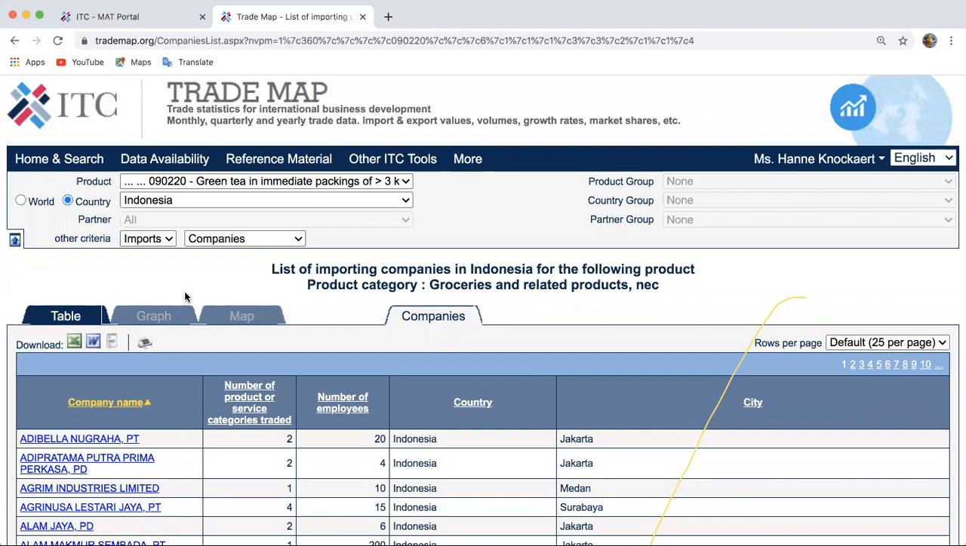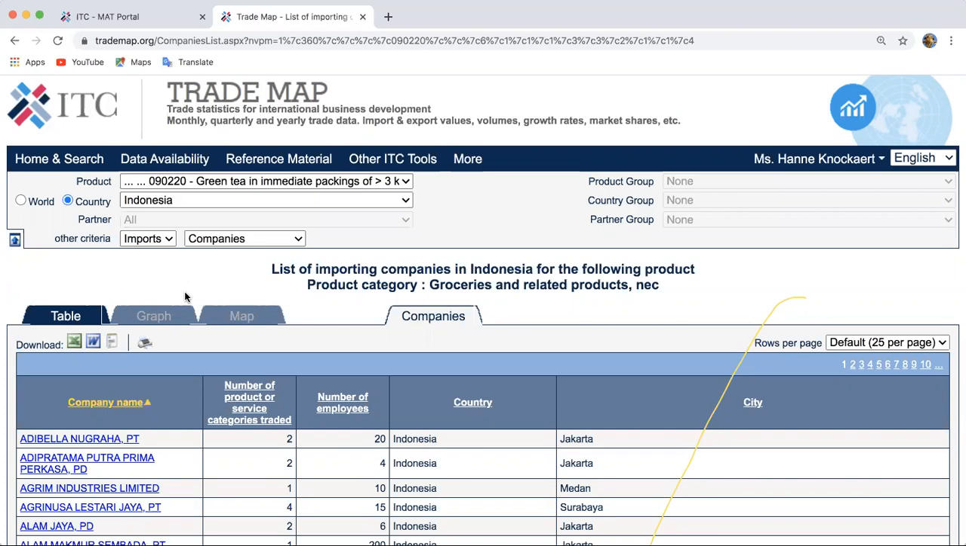Can we have access to the recorded video? Yes, I will send you the link to the video so you can take your time and have everything next to you while you are trying out TradeMap.